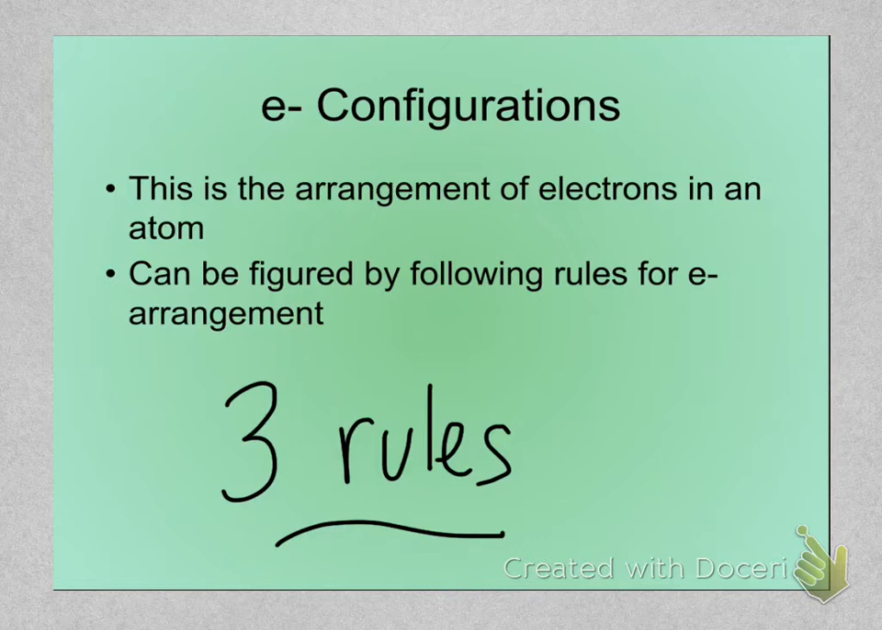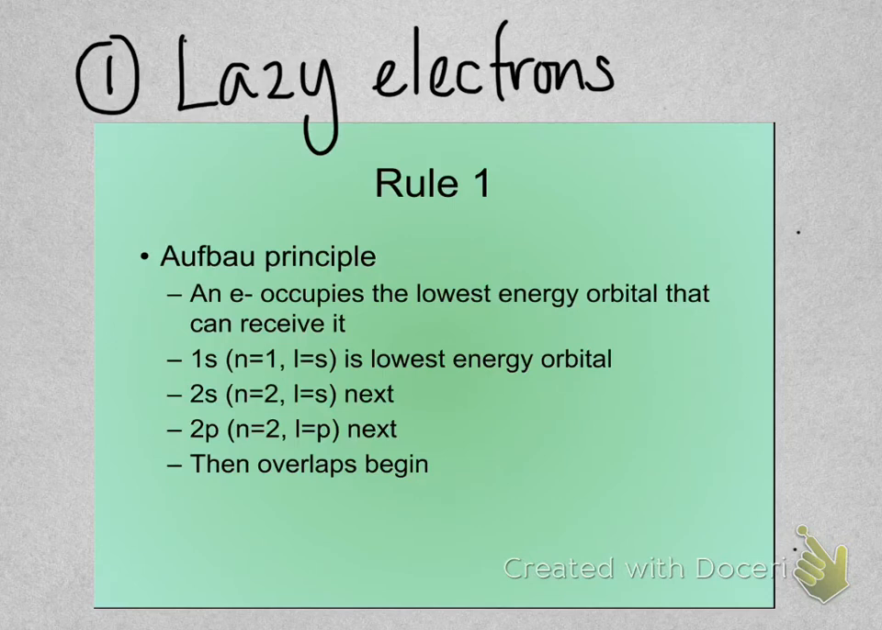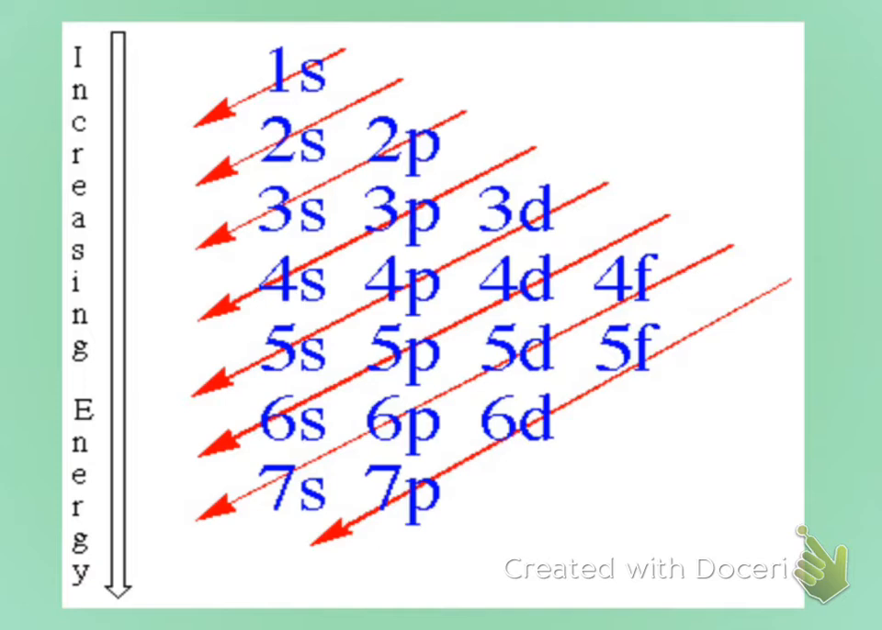The first rule is what I like to call lazy electrons. In other words, they're not going to do any more work than they have to. This is formally known as the Aufbau Principle, and it just says that an electron will occupy the very lowest energy orbital that is able to take it. So 1s is the lowest energy orbital. 2s comes next, and then 2p, obviously 3s, and then 3p, and then things get a little bit weird. We'll get to that. Did I mention that things got a little bit weird?